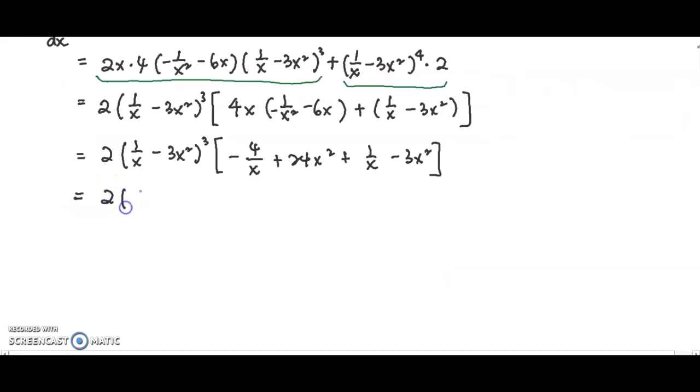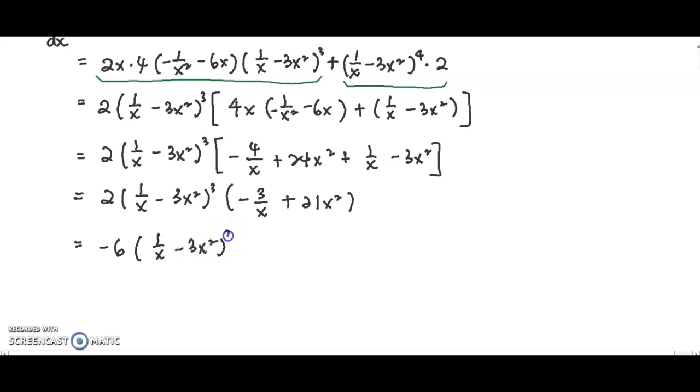So here you have 1 over x minus 3x squared power of 3. And these two terms are like terms, so you can simplify them. Taking negative 4 over x plus 1 over x, you get negative 3 over x. And 24x squared minus 3x squared, you get 21x squared. And we can see that both of these terms still can take out the negative 3. Once you take out the negative 3, multiplied by the 2, you get negative 6 here.